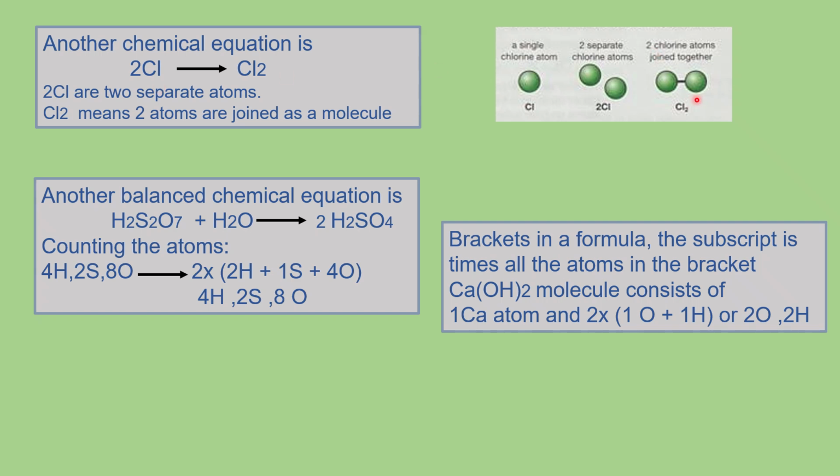And here are two chlorine atoms joined together by a bond. They are represented by Cl2. This is Cl2, the molecule.